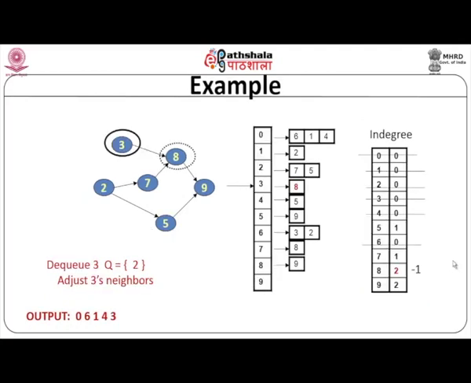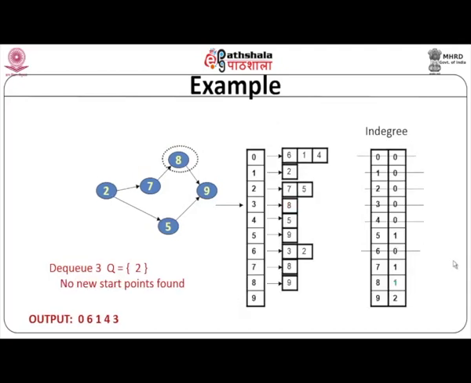Now, you take the next, dequeue 3, and adjust 3's neighbors. So, 3's neighbor is 8. So, decrease the in degree of 8, which is 2, by 1. So, it becomes 1, but there are no new start points because of that 3 being taken out. So, you have 0 6 4 1 3.